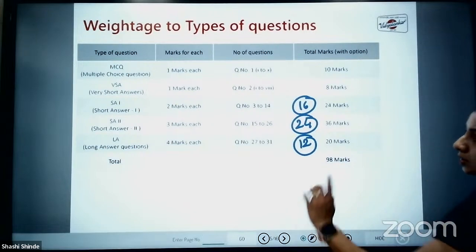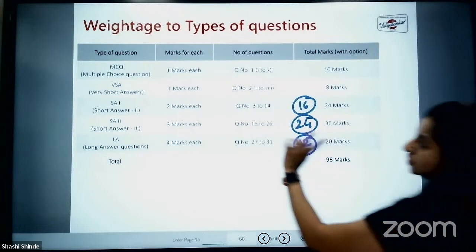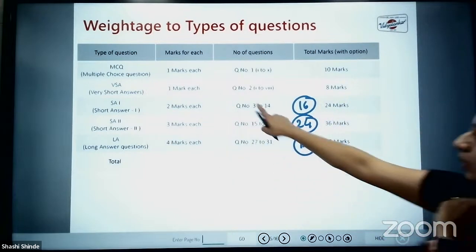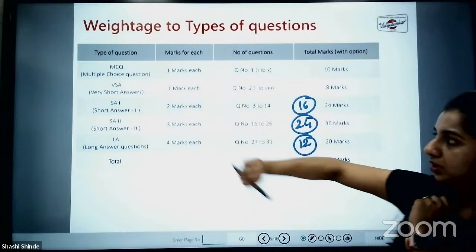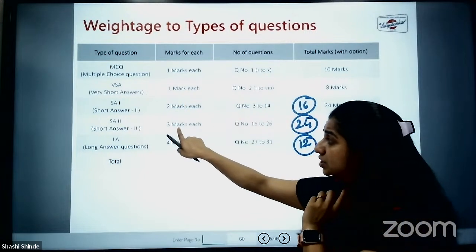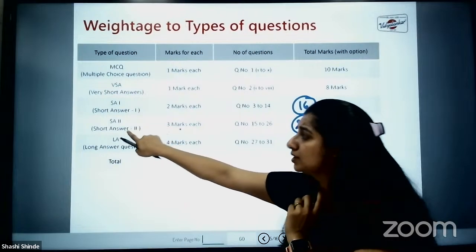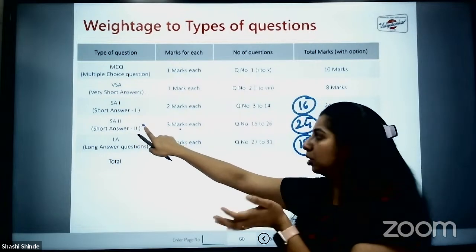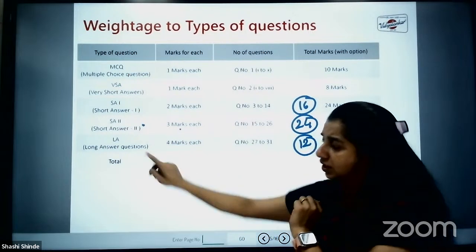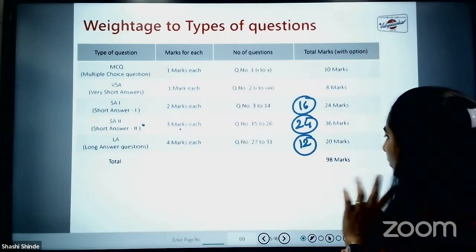Fine. So here we will just see, MCQ is for 1 mark each. Very short type answer, 1 mark each. For section B, 2 marks each. Section C, 3 marks each. It is considered as short answer type 2. Section D, 4 marks each. It is considered as long answer type question.